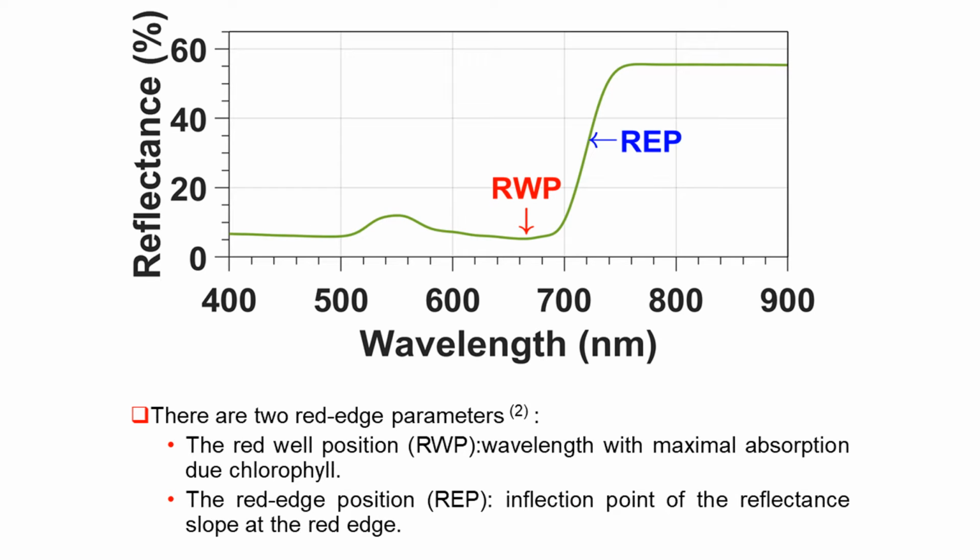Here we have the typical leaf reflectance of a healthy leaf. We can see there is an increment from around 660 to 780 nanometers. This region is the red edge region and is an important region of the spectrum because it's really sensitive to stress and can be used for disease detection.